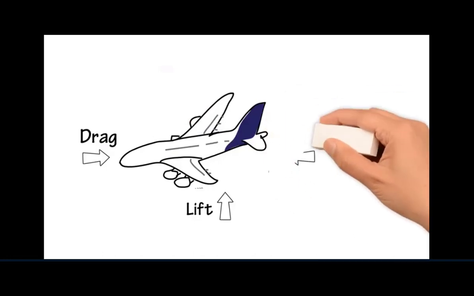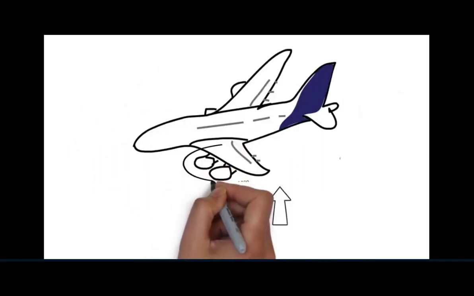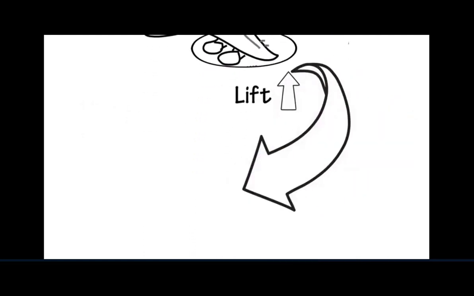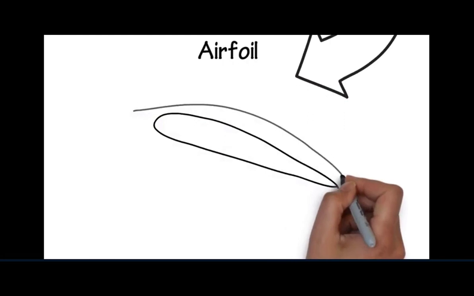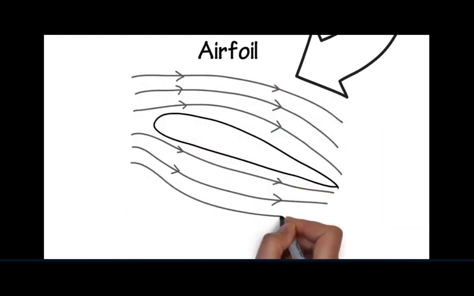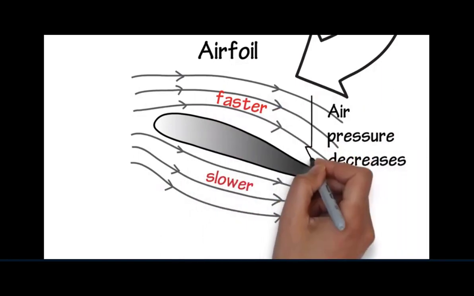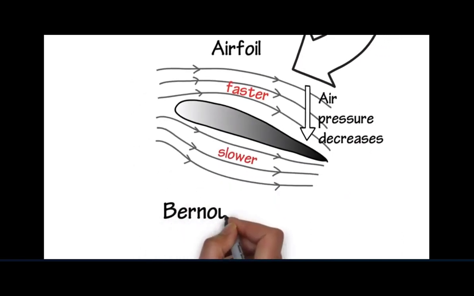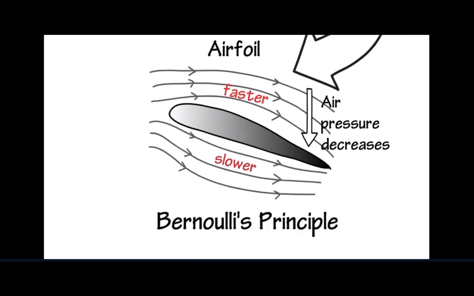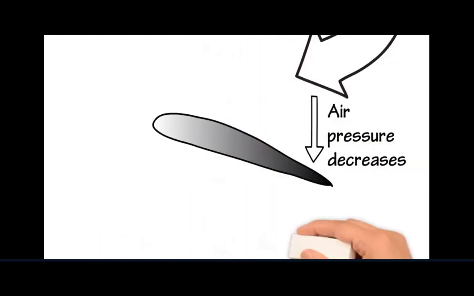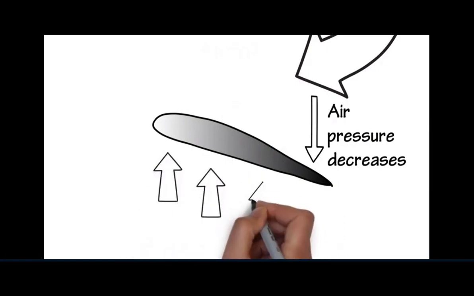it there. Let's consider lift first, and to do this we need to look at the shape of the plane, and in particular the wings. We call the wing shape an aerofoil. It is curved at the top like this. This shape is designed to make air move faster over the top of the wing than below it. When air speeds up, its pressure decreases, and this is in keeping with a law of physics known as Bernoulli's principle. When the air pressure on top of the wing is less than the air pressure below the wing, it creates a force called lift, which pushes upwards on the wing.